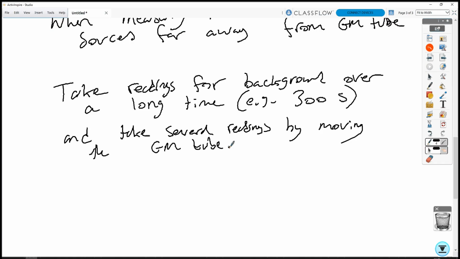Once you've done that, then you can work out the average background count rate, which you can then use to correct any count rates from your actual experiment.